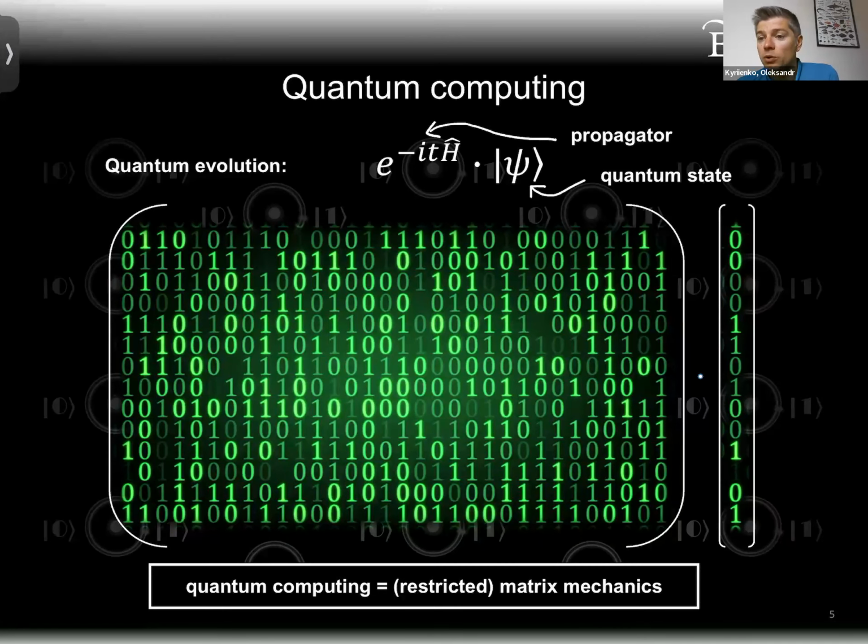But most importantly, we also need to read out and get an answer from our computation. And that will not be a vector, but actually just a list of bits that we measured, or measurement results. And we need to repeat the same procedure many times to actually get an average. So in a way, quantum computing is matrix mechanics, like Heisenberg told us, but it's restricted in a very specific way.